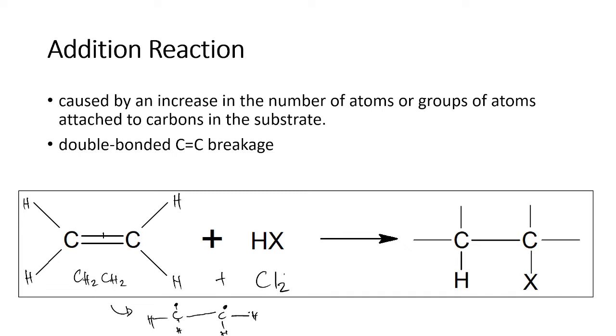Wherein we will also have here cleaving of the bonds between Cl and Cl. Pag break yan, we will have Cl, Cl, and those Cl will bond to this. Therefore, we will be having a carbon compound which will look like this. So we have there our hydrogen, we have here our Cl, we will have here our carbon, we will have here our hydrogen, and our Cl.